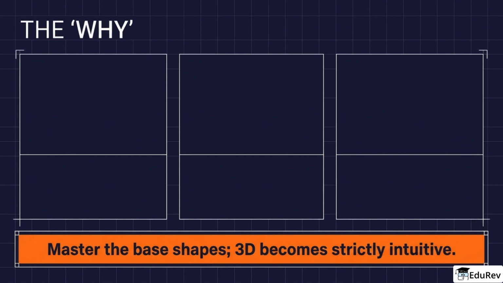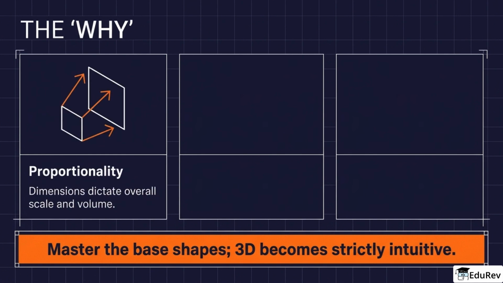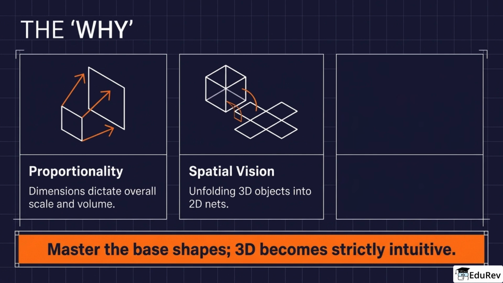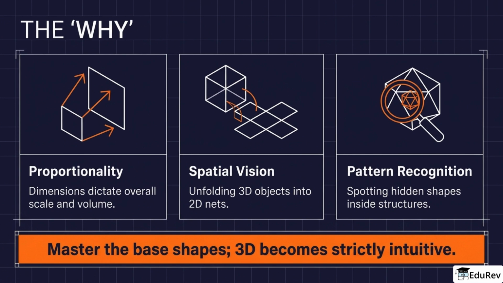The why of mensuration is what makes the chapter powerful. Proportionality tells you how dimensions control scale and volume. Spatial vision helps you unfold or build objects mentally. And pattern recognition lets you spot hidden structure quickly. In exam settings, that is a huge advantage because the fastest solver is usually the one who sees the shape relationship first, not the one who starts punching numbers immediately.